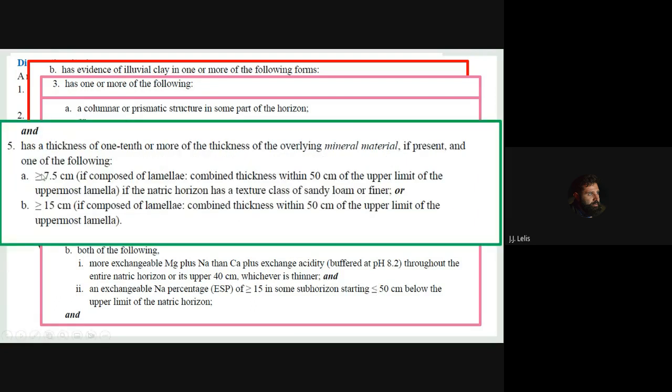And it should possess a thickness of 1/10 or more of the thickness of this overlying mineral material, if present, and one of these two options, at least 7.5 centimeters or 15 centimeters, according to the material it has. It possesses a texture class of sandy loam or finer, or if not, it possesses this kind of texture.